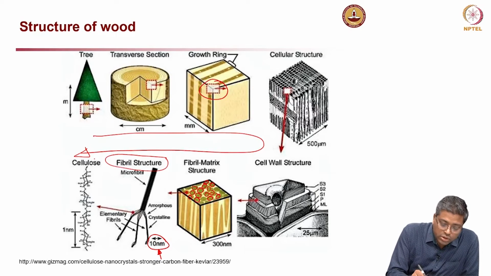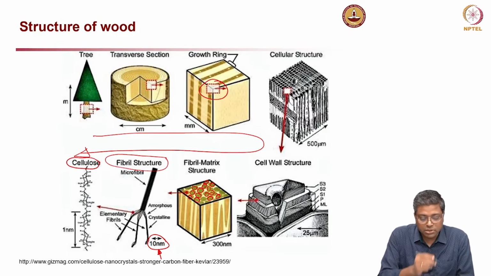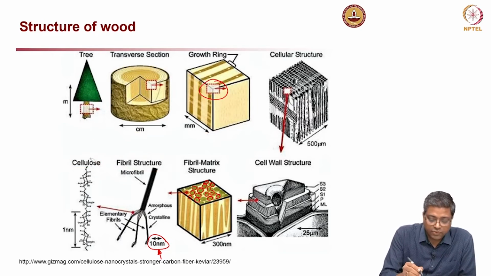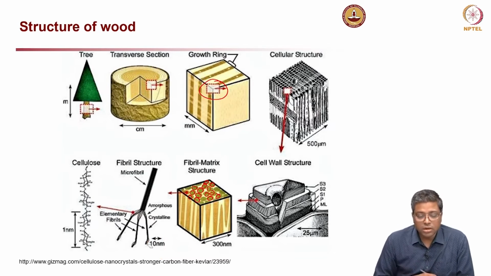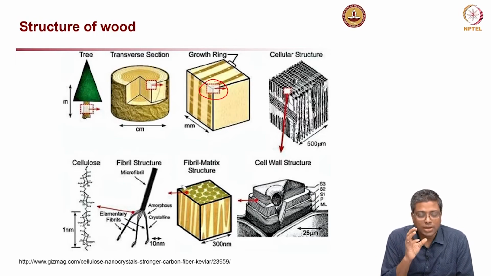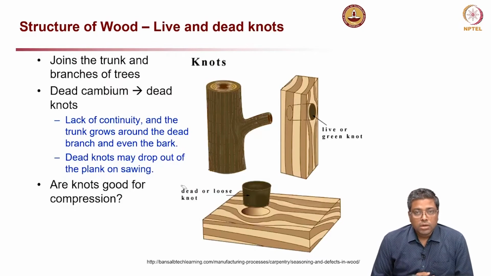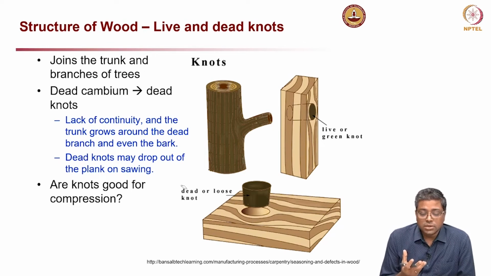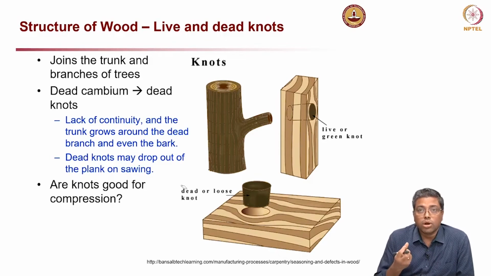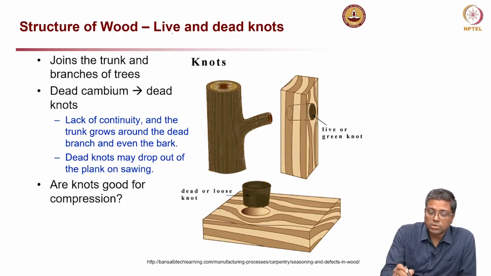Then further if you go into the chemical structure, you can see cellulose. This picture I already showed in the previous slide. So, this is in general the physical structure of wood. You can start from how a tree looks like and all the way into the small chemical structure of the wood. Now, also when you look at the physical structure, there is something you might have already seen on wood, called knots, and there are live knots and dead knots.